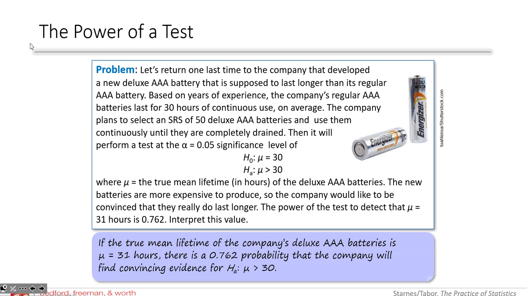One thing to clarify, there's going to be a different power value, meaning the probability, for each possible value of mu. So this is the power of the test when mu is 31 hours. But if mu was actually 32 hours, the power value, that probability, would be something different. I don't know what it would be, but it wouldn't be the same.